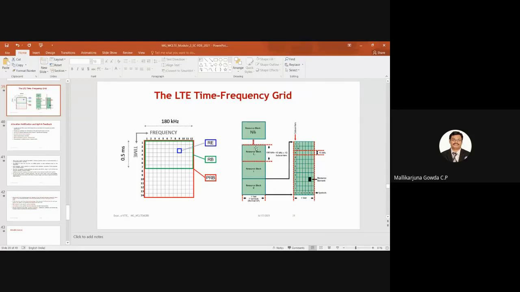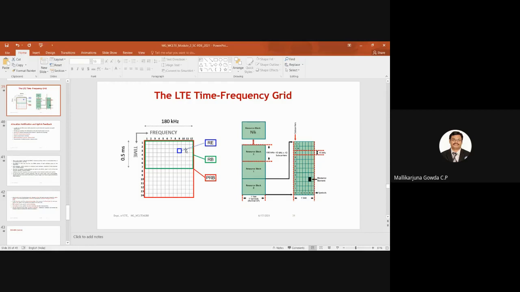As I said, the resources are allocated to users in units of resource blocks over a subframe. Over a subframe means here in one subframe you have two time slots, right? I told you about one slot. Like that, two slots, that is slot 0 and slot 1, make one subframe. So resources are allocated to users in units of resource blocks over a subframe.